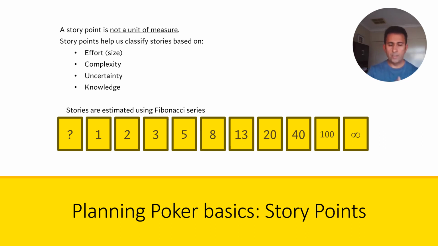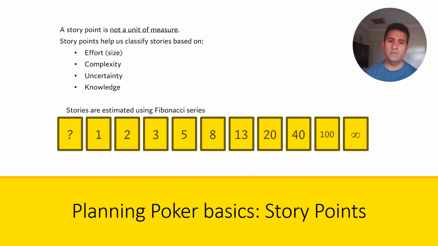So it starts with 1 and goes to 2. Then you realize that 2 plus 1 equals 3, which is the next number. 3 plus 2 equals 5, which is the next number. 5 plus 3 equals 8, which is the next number. And it goes like that. Above 13, we have simplified it: 20, 40, 100, and then there is infinity.